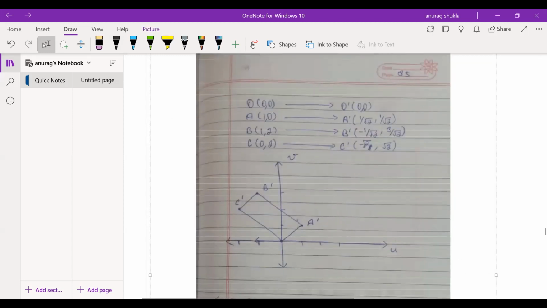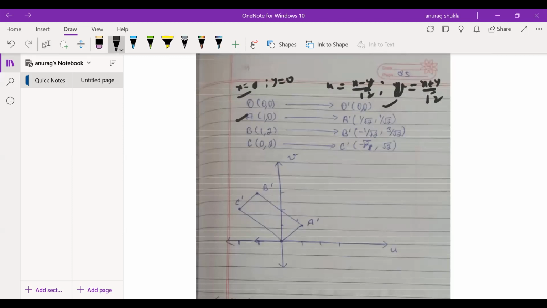So it's very easy because for 0, 0, x is 0 and y is 0, and u is actually (x minus y) by root 2, and v is (x plus y) by root 2. So it will become again 0, 0. For 1, 0, it means x is 1 and y is 0.